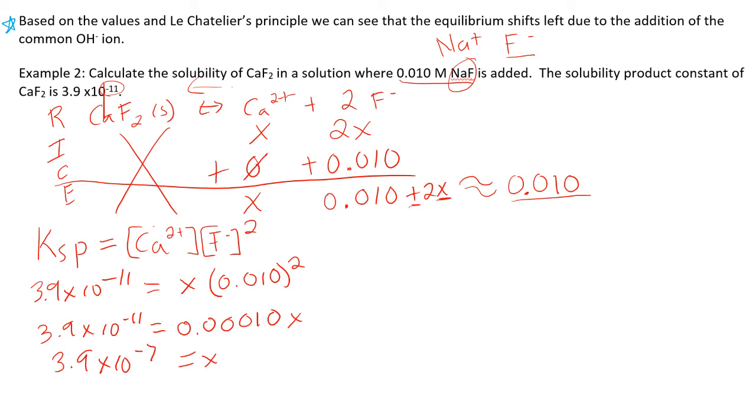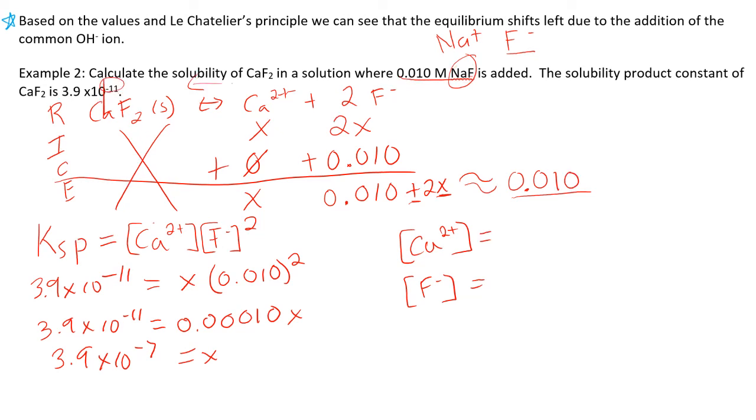So that gives us our x value, and now we can find our concentration of our calcium ion and our fluoride ion at equilibrium. Our calcium ion concentration would be x, which would be 3.9 times 10 to the negative 7th. Our concentration of our fluoride ion would be 0.010 plus 2x, which would end up rounding to 0.010 molarity.